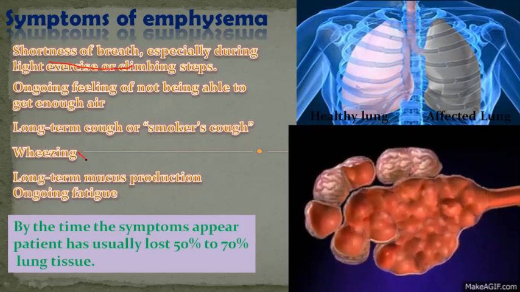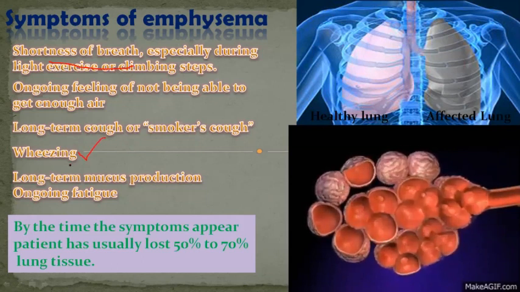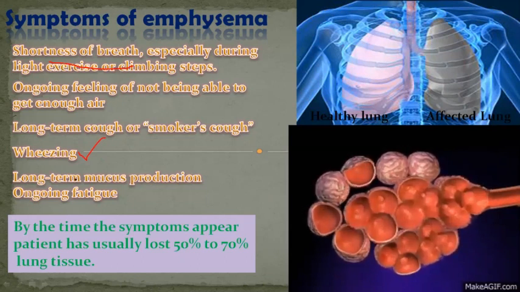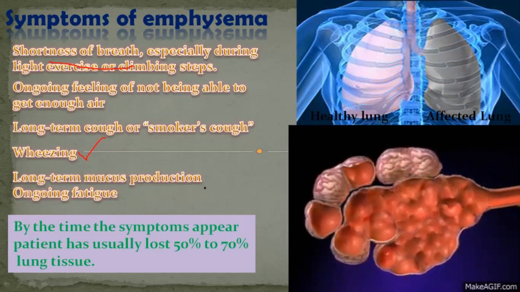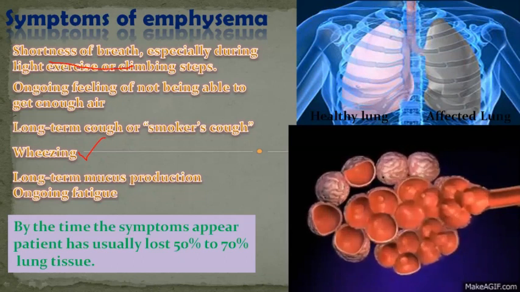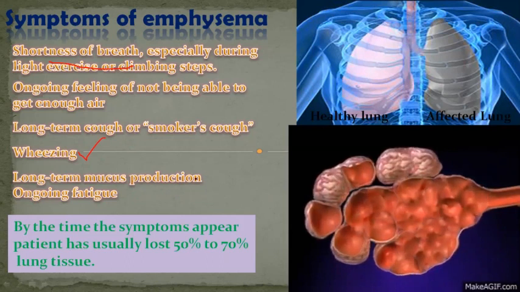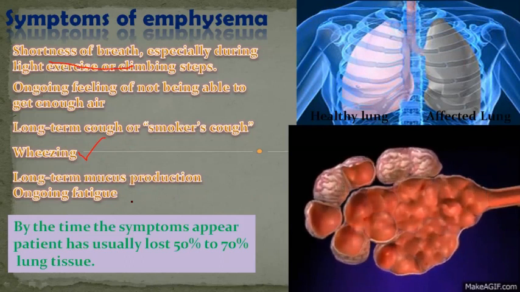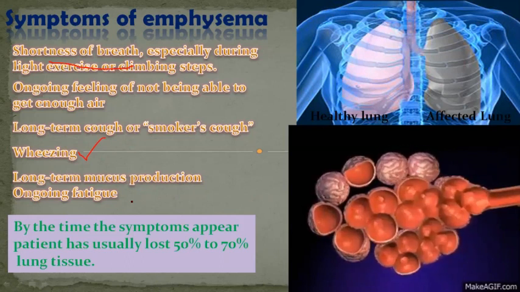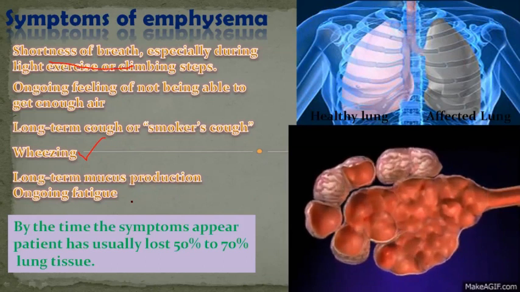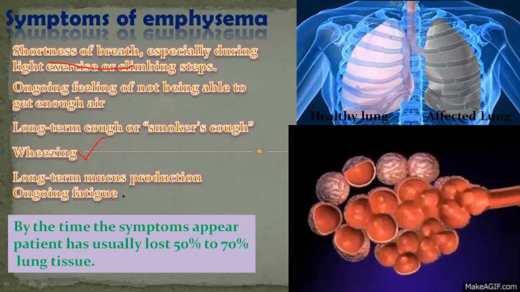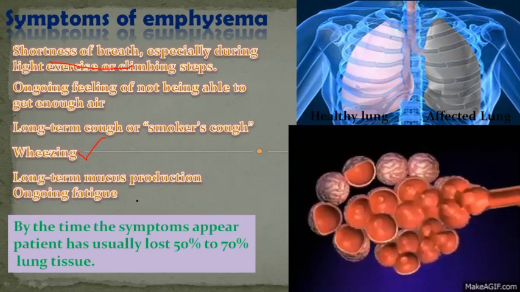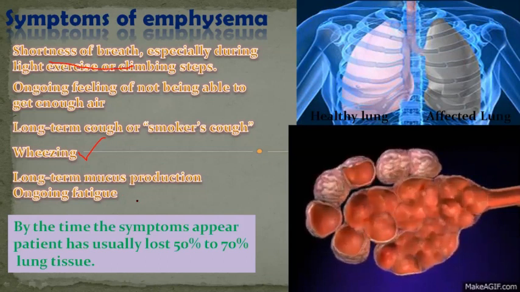And there is a wheezing sound also in breathing in and breathing out the air. Long-term mucus production due to this condition: due to inflammation of the alveoli, pus or mucus will be released more. Ongoing fatigue: most of the time the person feels lethargic, there is fatigue, there is pain in the muscles and body, and he's reluctant to do any type of heavy job or heavy work.